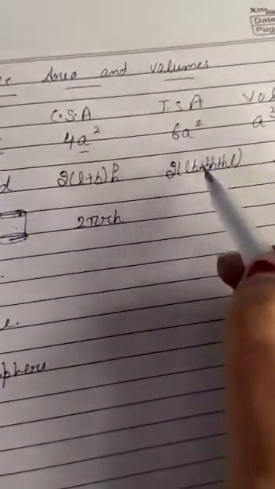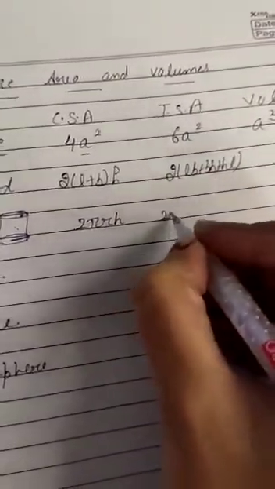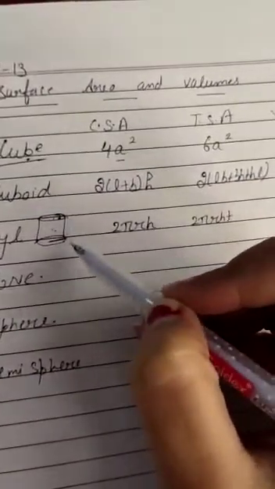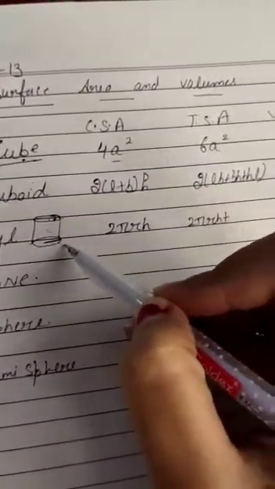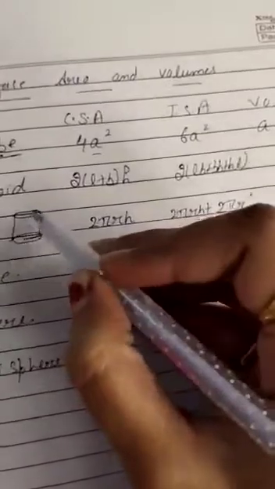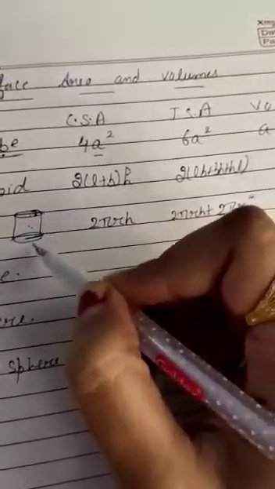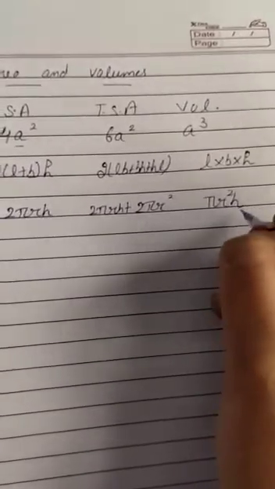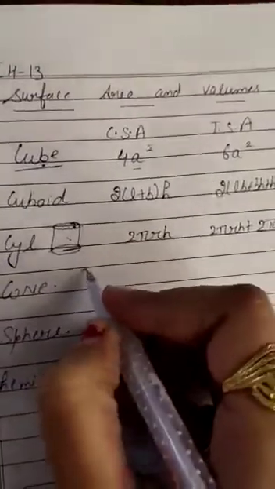Total surface area of cylinder is the curved surface area 2 pi r h, plus we will add the area of the top and bottom. Top and bottom are circles, so we will add 2 pi r square, because circle area is pi r square, 1 pi r square for the top and 1 pi r square for the bottom. Volume of the cylinder is pi r square h, where r is radius and h is height of the cylinder. Now the next figure is cone.